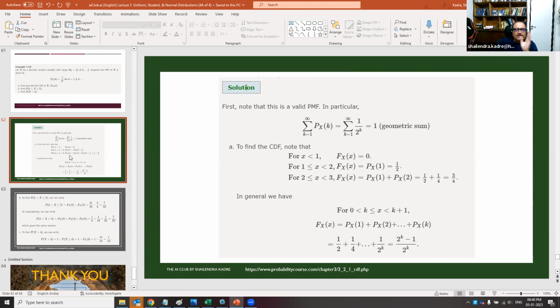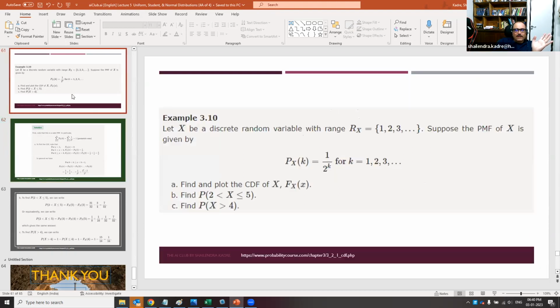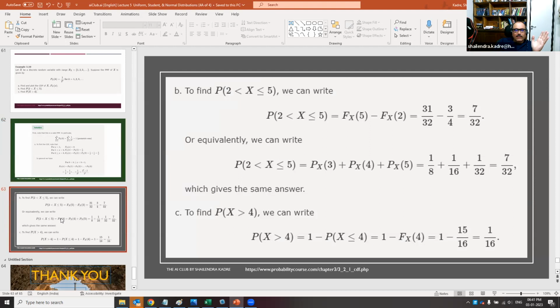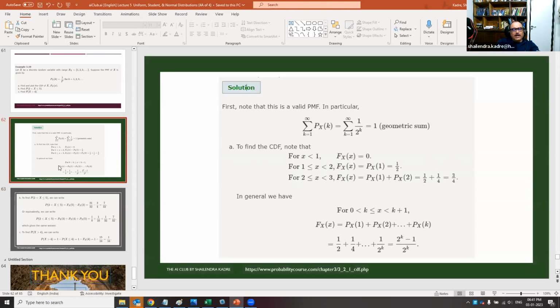But I think you got this numerical. The PMF was given. You calculated the value of the CDF, and how to calculate the CDF. Then you saw how to calculate the probability of k lying between two values, 2 and 5. Then you saw how to calculate the probability of k greater than 4, greater than 5, greater than 6. You have to use the reverse formula, the 1 minus formula. It's a very simple numerical, and a little bit of math is required.